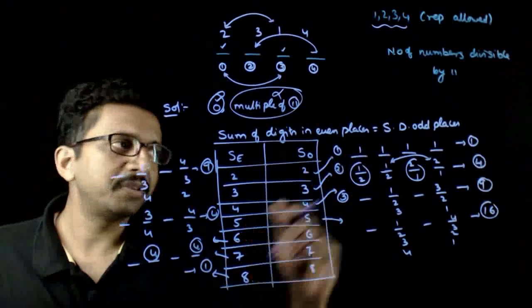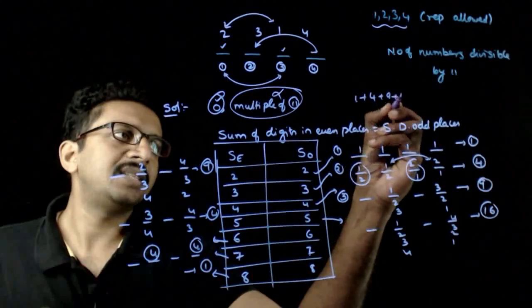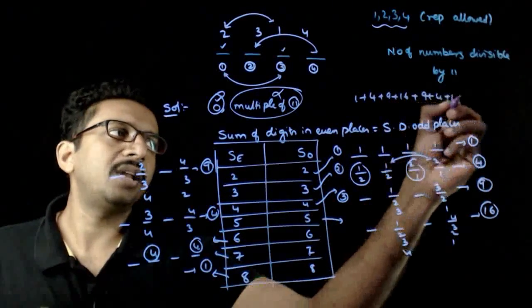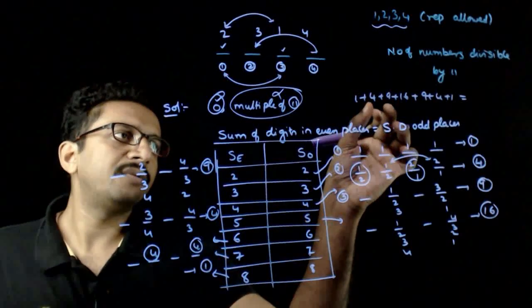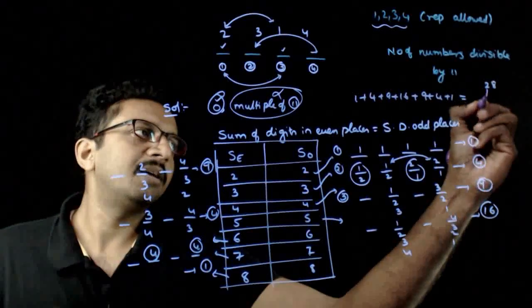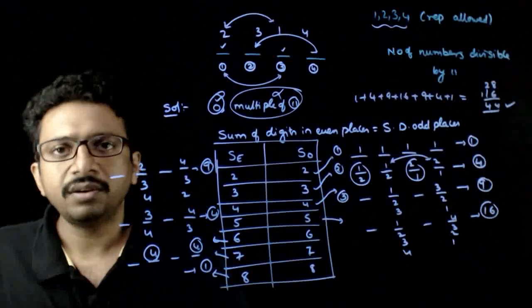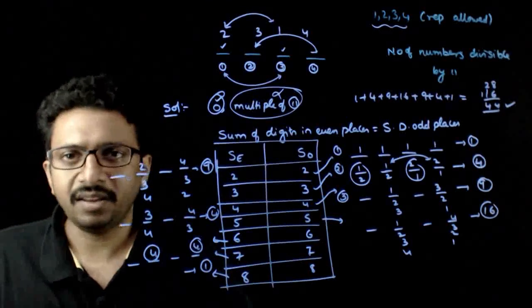So the total options that you have is 1 plus 4 plus 9 plus 16 plus 9 plus 4 plus 1. These are the total number of numbers that you can form. So you have 10, 14, plus 14, 28, plus 16. So you have a total of 44 numbers that can be formed, which are divisible by 11.